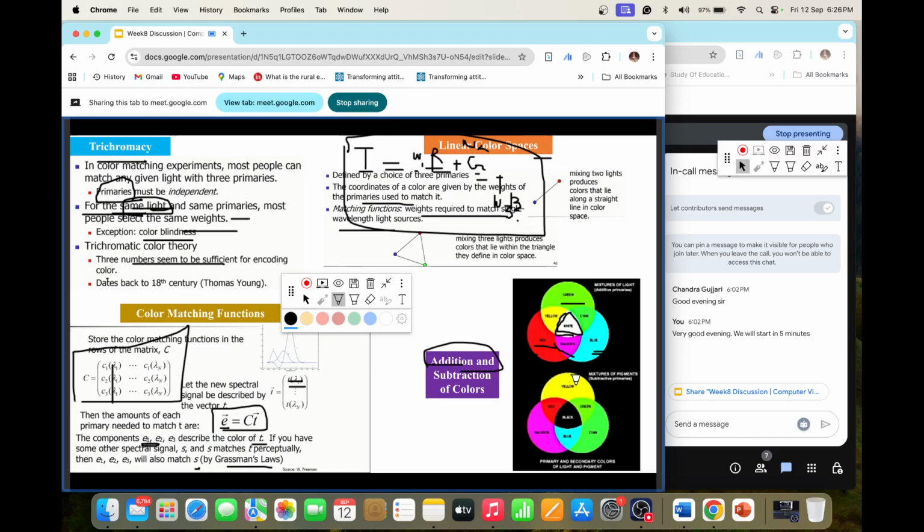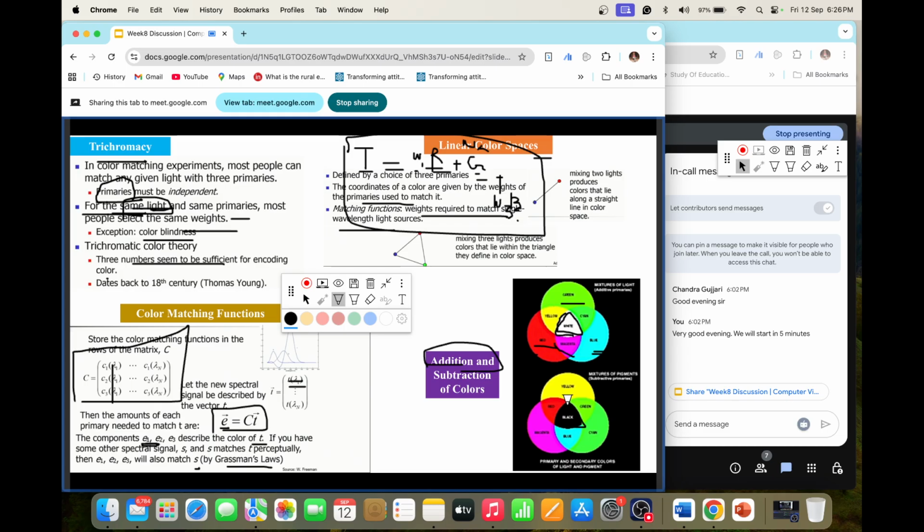Okay, then again if we match the yellow and magenta we will get red. Yellow and cyan we will get the green. Similarly magenta and cyan we will get the blue. And if we match all the three subtractive components of color, that is cyan, magenta and yellow, we will get the black color. Okay, so that is known as the subtraction property of the colors.